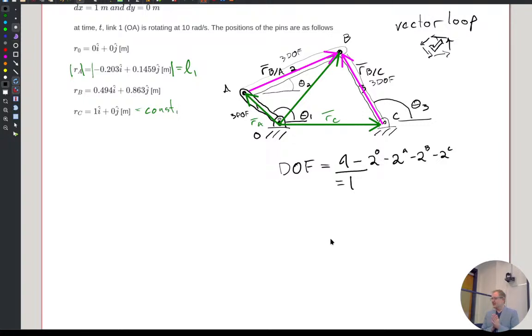Can we say anything about these vectors? What do we know about those vectors? Okay, those ones, their magnitude is relatively constant, direction is not. Yep. So RBA, RBC, we know those are constant. Cool.